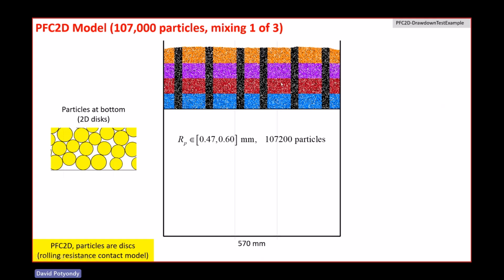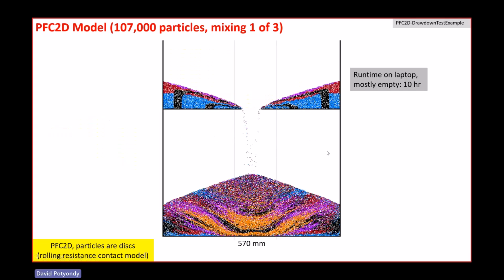And so I set this thing up and I put a bunch of particles under gravity. I made them colored. And then I'm going to open up the thing here. This is 107,000 particles. And so there we go. We let that thing go. It starts mixing. It all flows down, right? This took 10 hours on my laptop. I have like a 3-year-old laptop.